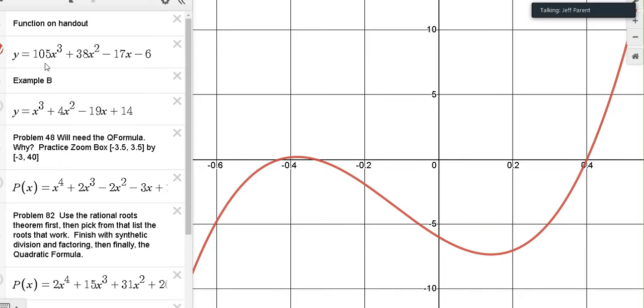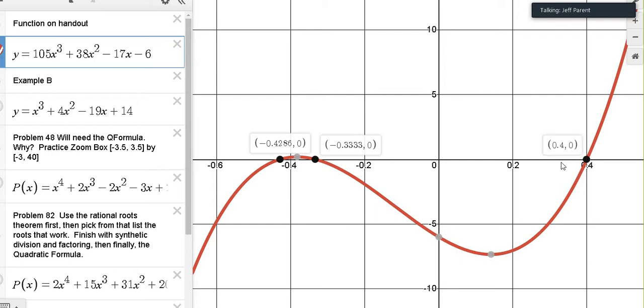Now, I gave you a Desmos link to this function, and I've got it graphed here on Desmos. And the cool thing about Desmos, if I want to find the roots, hey, it's as easy as just point and click. There's one, there's another one, and here's the last one. All right, now a couple of these you could probably try and take a guess at, like negative 0.3333. You might go out on a limb and say that's negative 1/3. 0.4, okay. But how about this one, negative 0.4286? Well, that one's a little tougher, okay.